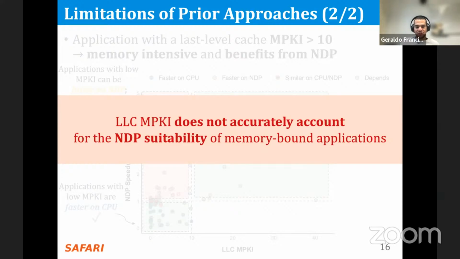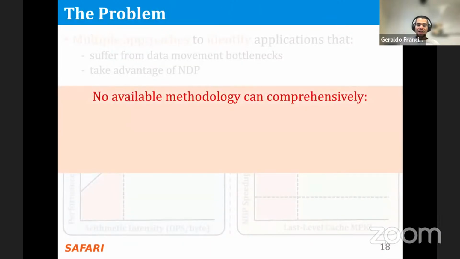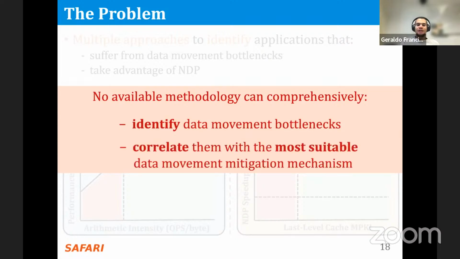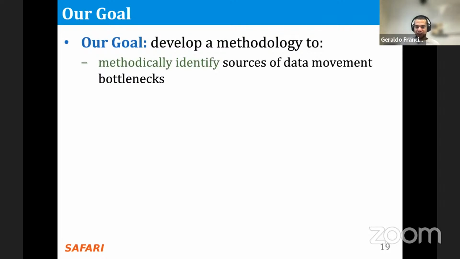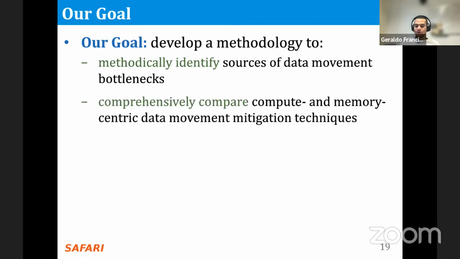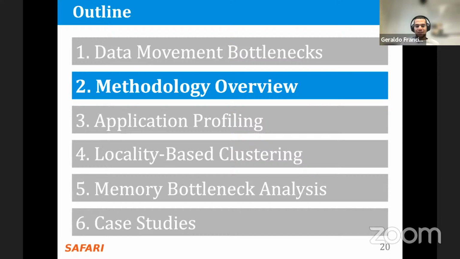of memory-bound applications. We summarize this experiment with these two methodologies by concluding that there is no available methodology that can comprehensively identify data movement bottlenecks and also correlate these bottlenecks with the most suitable data movement mitigation mechanism. Based on that, the goal of this work is to develop a methodology that can identify the sources of data movement bottlenecks and also the suitable compute- and memory-centric data movement mitigation techniques. Now I'm going to present the methodology that we developed in this paper.